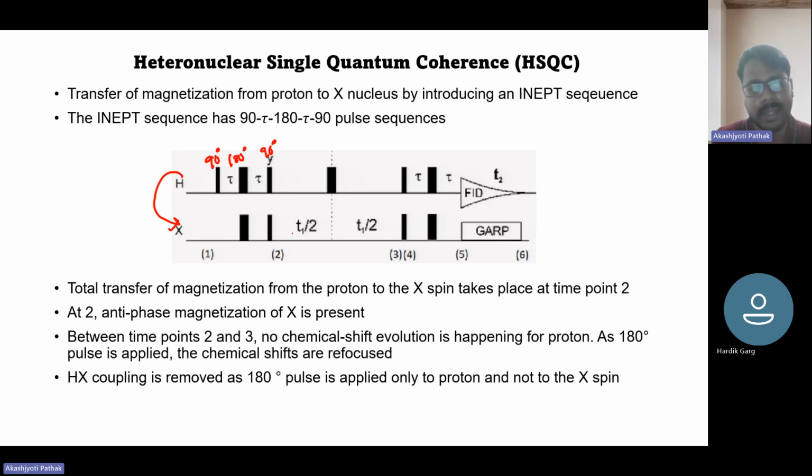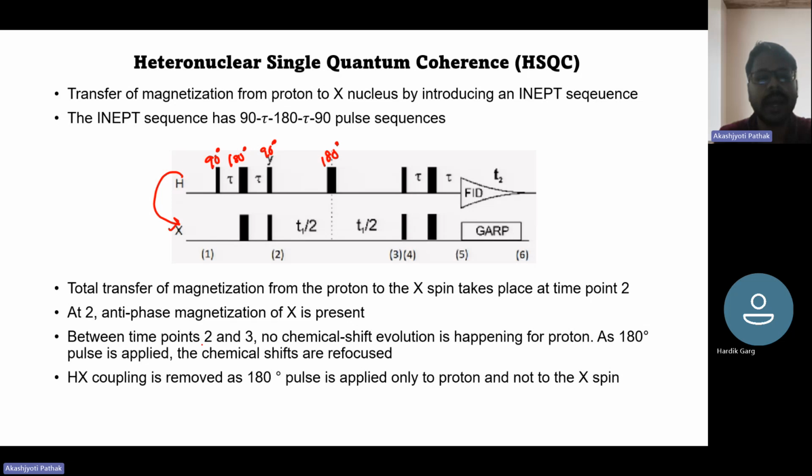there is antiphase magnetization. Once this 90-degree X pulse is applied, it will move to the transverse plane. Then after evolution, it will have antiphase magnetization. So we want to remove this antiphase magnetization, and so another 180-degree pulse is applied. Once this 180-degree pulse is applied, the HX coupling that is present will get removed.